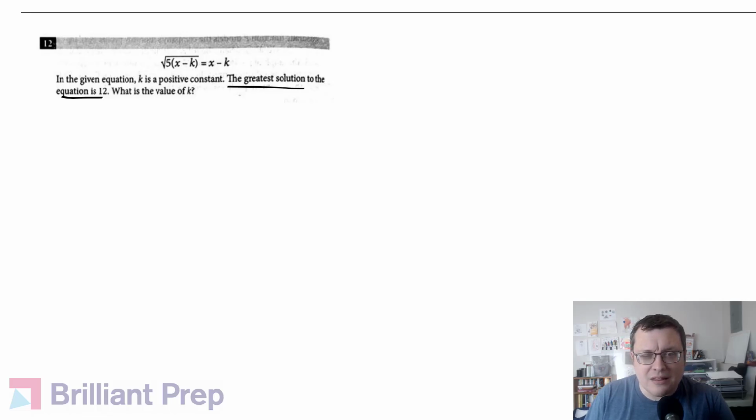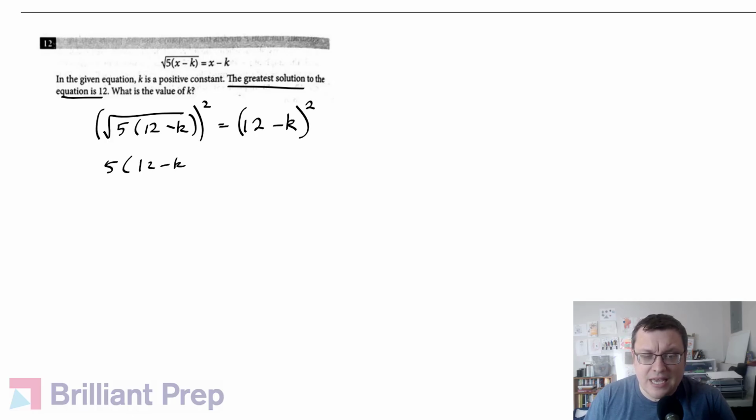We'll try it this way first. Square root of 5 times 12 minus k is equal to 12 minus k. Because again, if 12 is a solution, it means when I plug it in, it should satisfy this equation. And now I've got an equation in terms of one variable, which is good. So let's go ahead and square both sides.